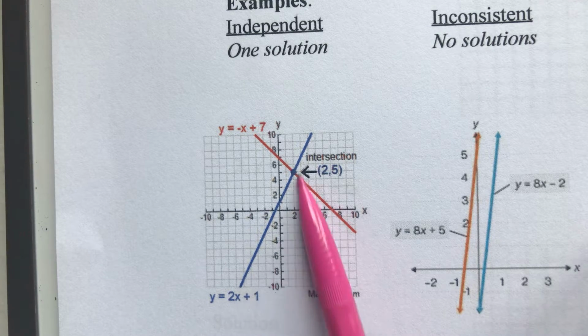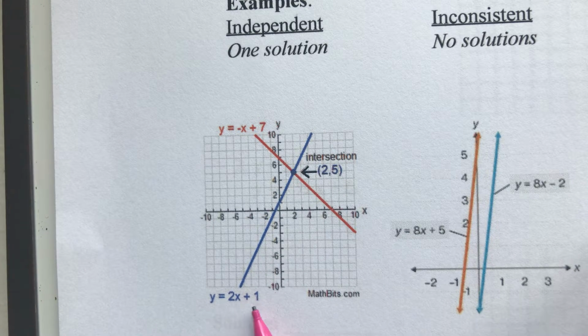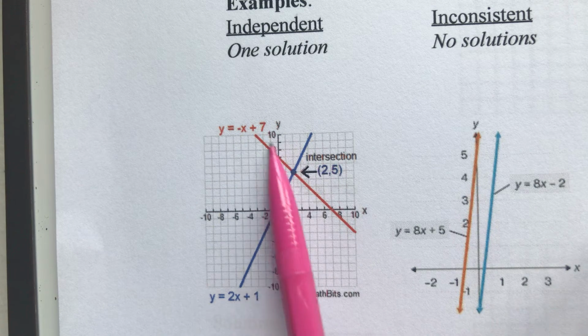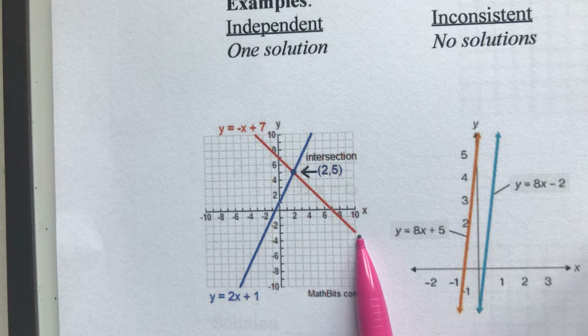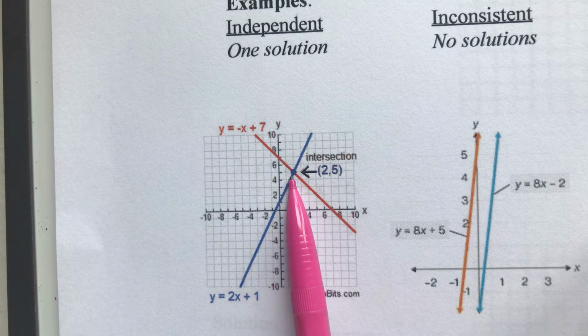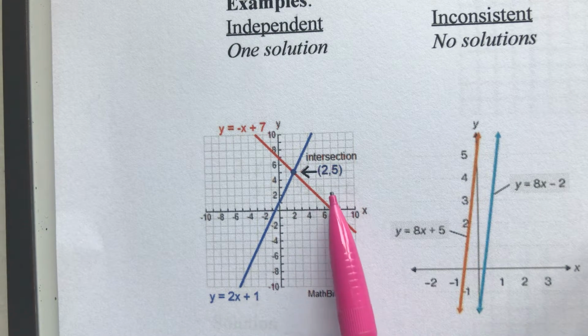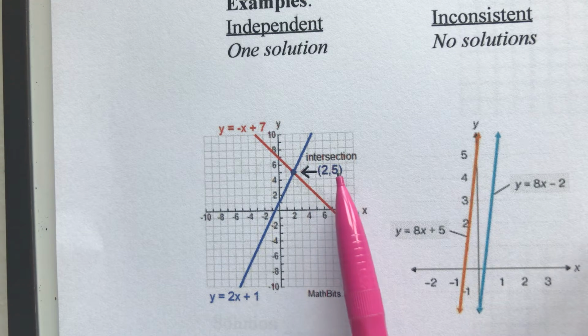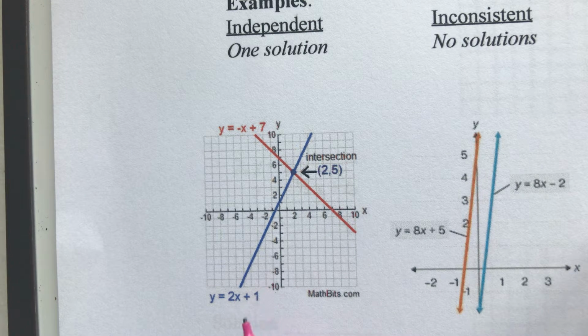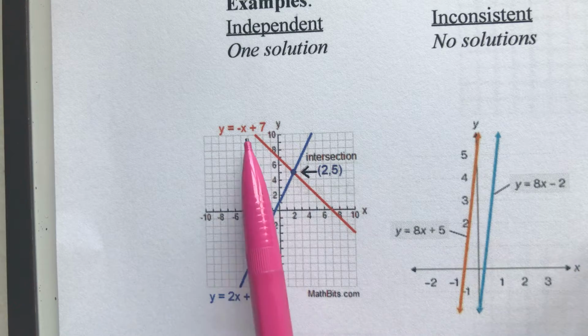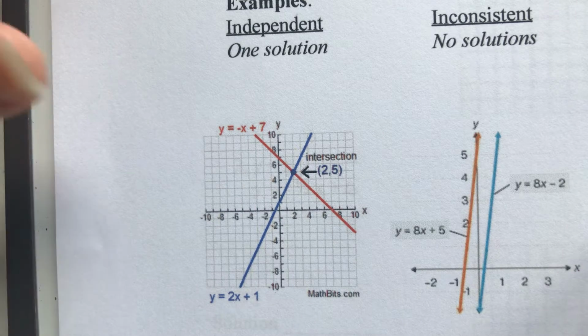So here we know that this line is y equals 2x plus 1. Over here we have y equals negative x plus 7. And then the intersection is your answer. They're pointing to it. It's the coordinate (2, 5). So the answer, or the solution, is (2, 5). Okay? So very important that we label both of our lines.